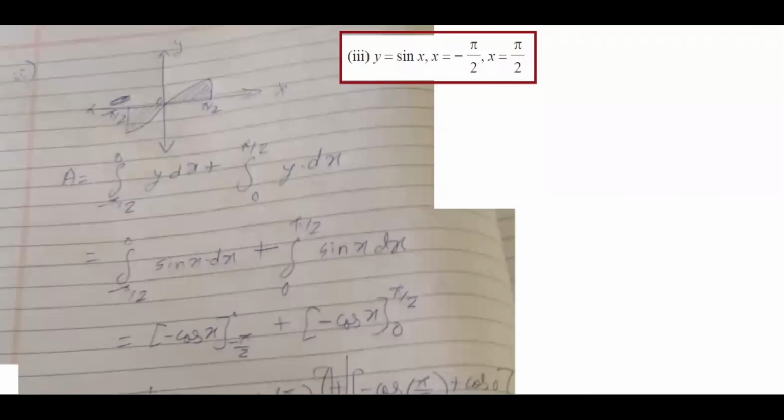Okay. So the third part says y is equal to sin x is the curve, and then x is equal to minus pi by 2 to pi by 2. So this is the curve, that is y is equal to sin x. This is that particular curve. This is your minus pi by 2. This is pi by 2. So we have to find this particular area.